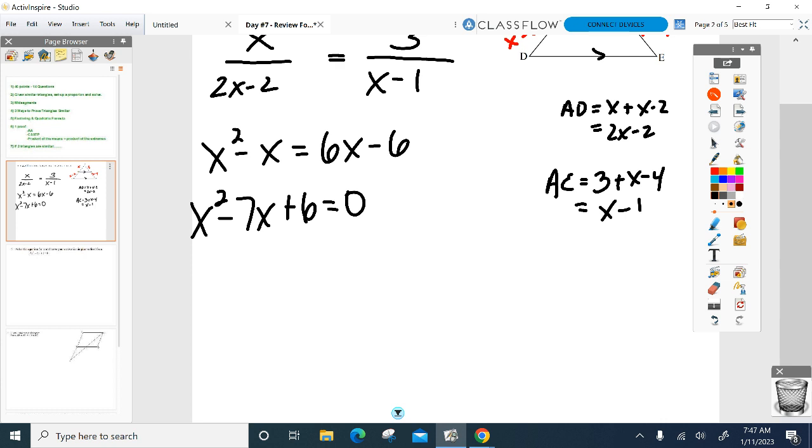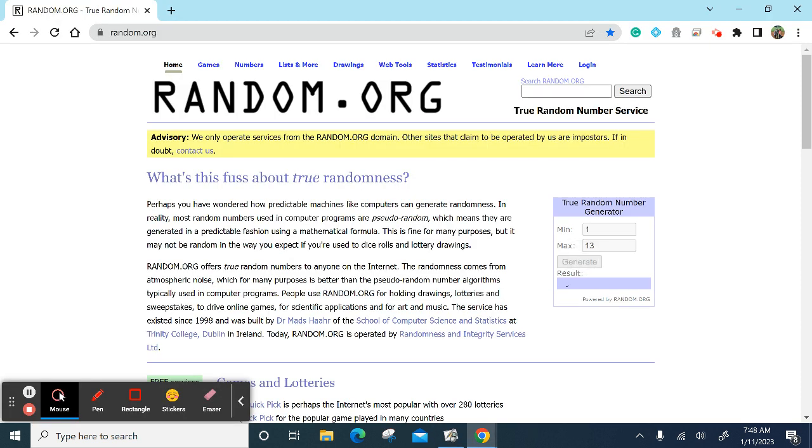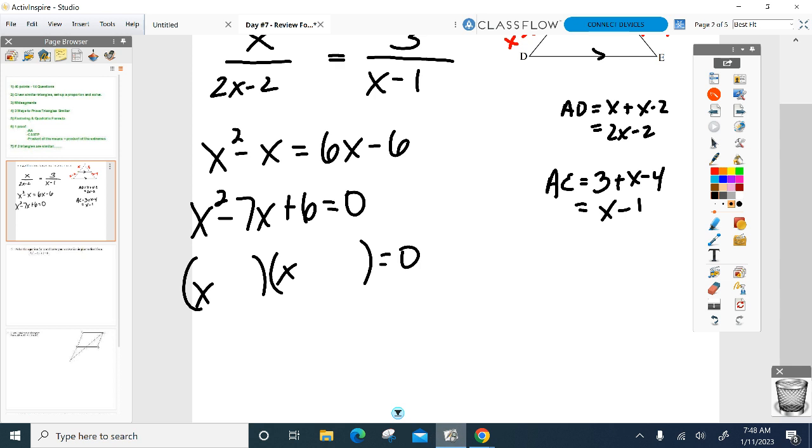Can we find 2 numbers that multiply to positive 6 and add to negative 7? I think we can. What are our 2 numbers? Good. Negative 6, negative 1. Take them out of the parenthesis. Set them equal to 0. Let me know what your 2 solutions are here.